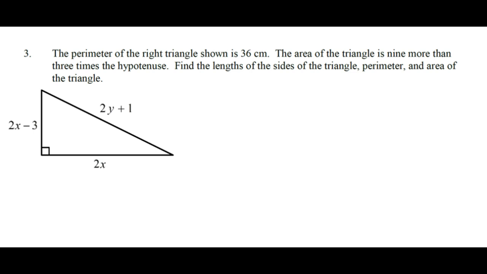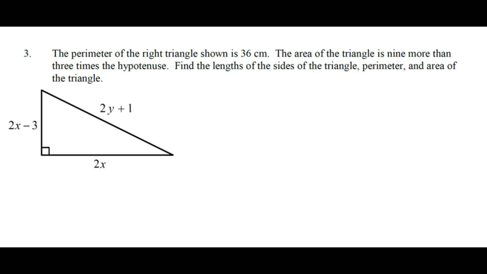So we don't need to draw a diagram, right? It's there. We don't need to say what our variables are. They're there. So what are we going to do with the perimeter is 36? What are you going to write? 2y plus 1 plus 2x plus 2x minus 3 equals 36.